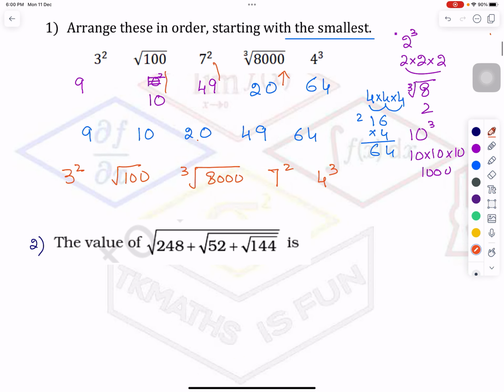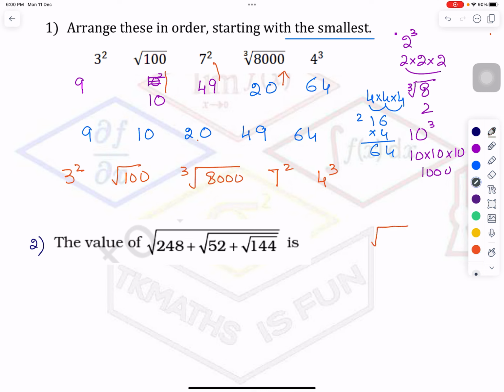Now let's find out the value of this square root within a square root within a square root. It looks difficult, but actually it is very simple. You have to start from the innermost. So the square root of 144 is the innermost.